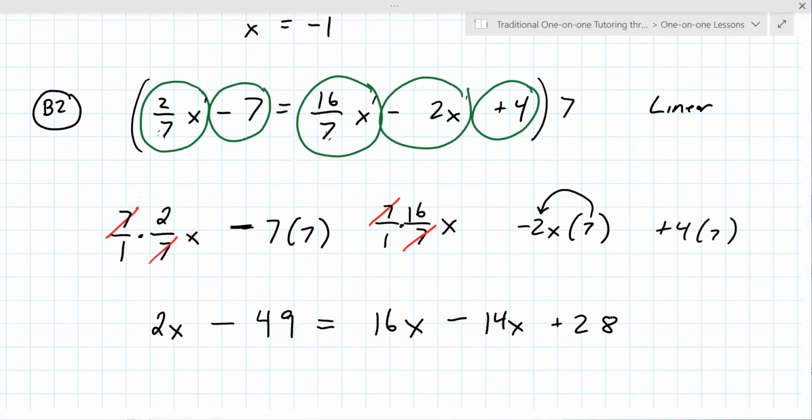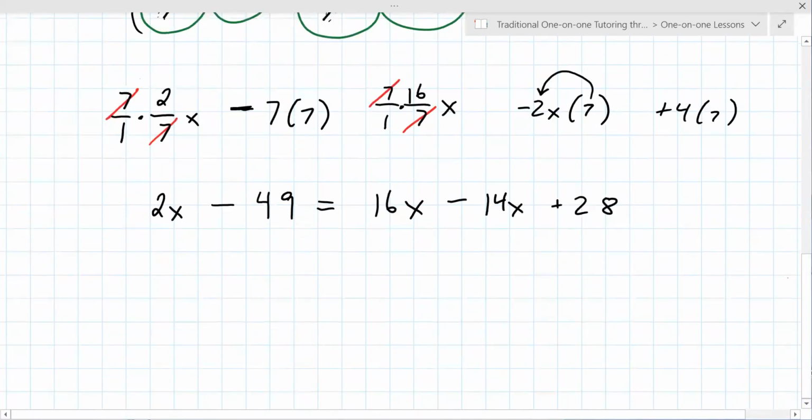So 28, and then you divide by 28. Well, no, you have to combine like terms. We're going to combine these right here. 16 and 14. That right there is 2. 2x plus 28.